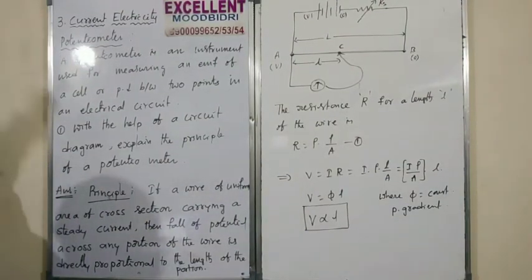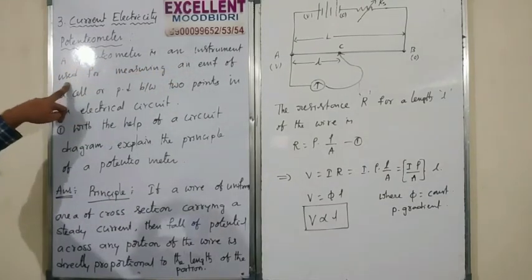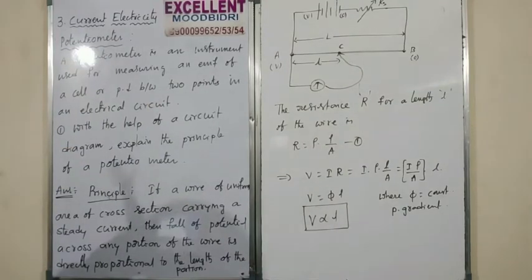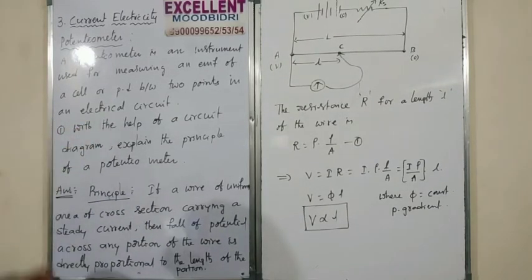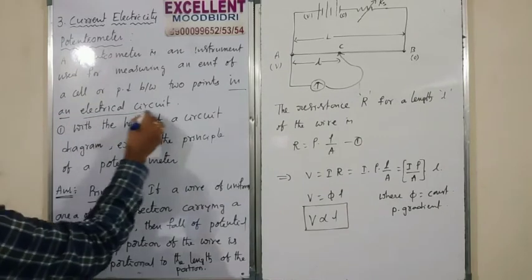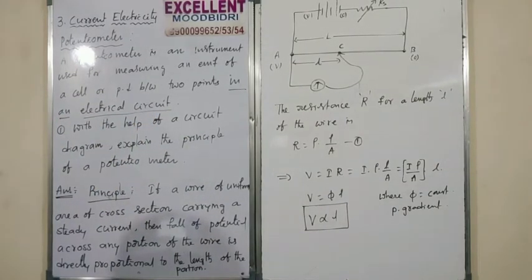A potentiometer is an instrument used for measuring the EMF of a cell or the potential difference between two points in an electrical circuit. That is nothing but a potentiometer.